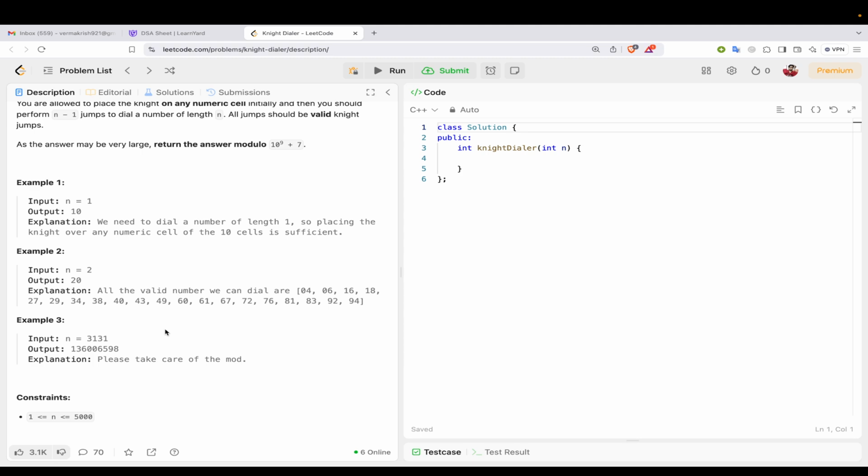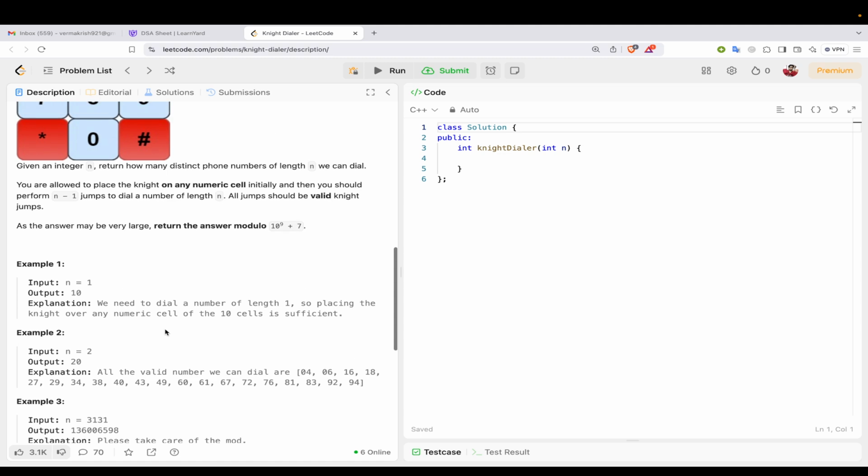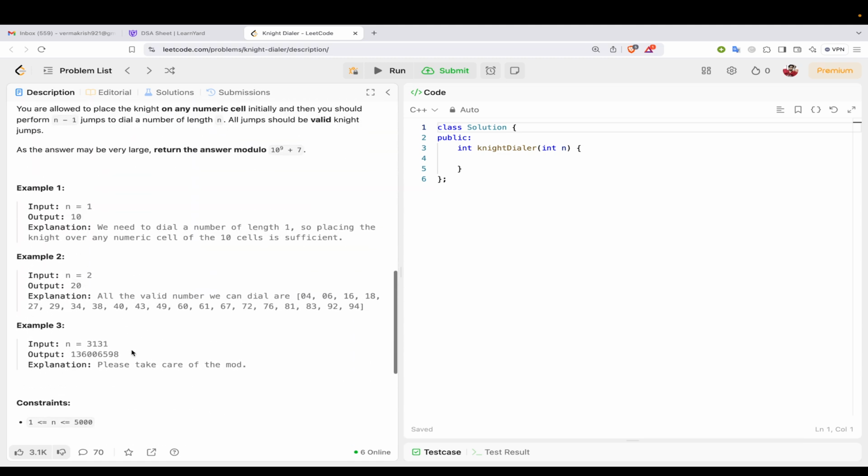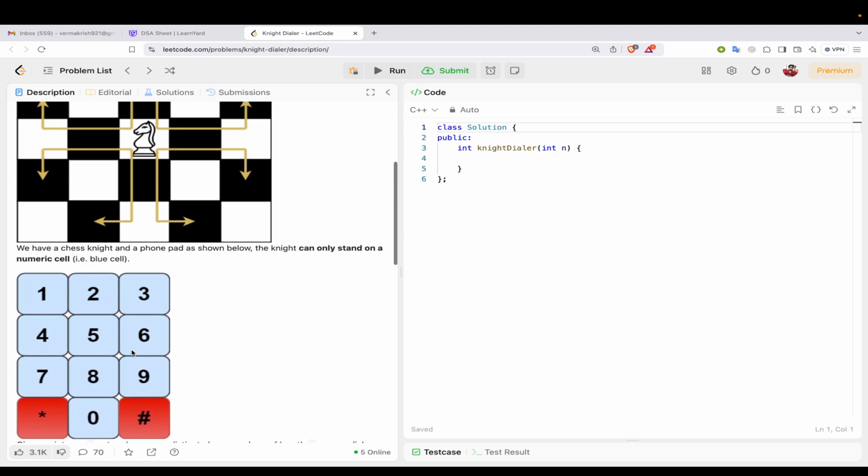One more thing is given, that as the answer may be very large, return the answer modulo 10 to the power 9 plus 7. So the number of ways are large, so you have to return the mod value of the answer. Okay, so let's start the understanding and try to run some of the cases on the whiteboard.